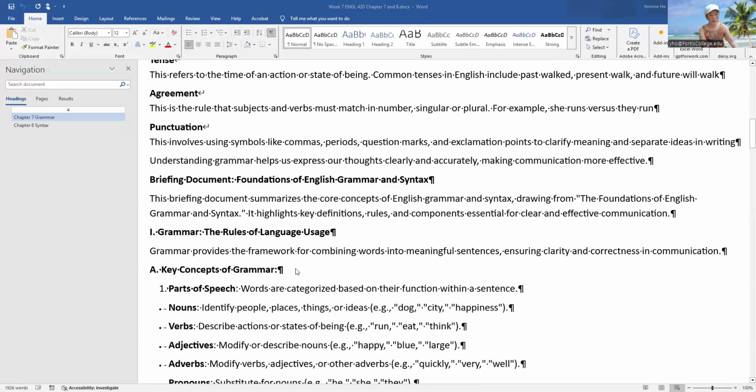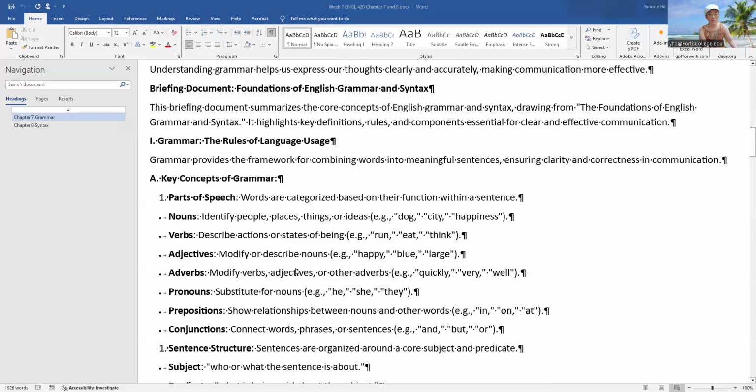So grammar provides the framework for combining words into meaningful sentences, ensuring clarity and correctness in communication. And so parts of speech, words that are categorized based on their function within a sentence: nouns, people, places, or things; verbs, actions or states of being; adjectives describe a noun; adverbs describe verbs, adjectives, and adverbs, and any word that ends in ly is an adverb.